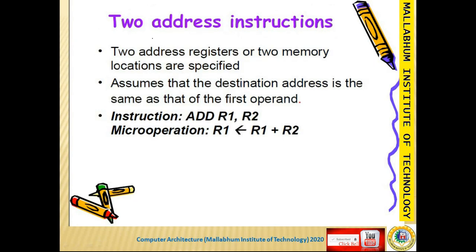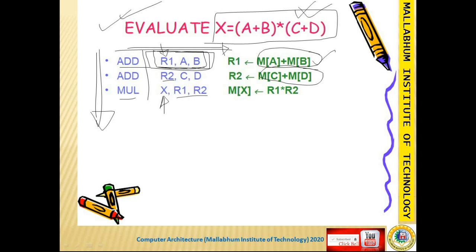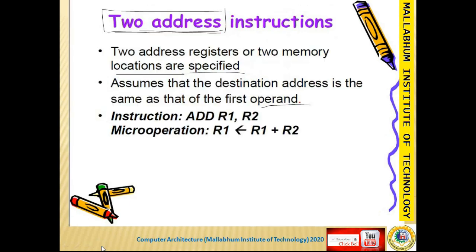Next is the 2 address instruction. 2 address registers or 2 memory locations are specified. Okay, this is very simple. Assume that the destination address is the same as that of the first operand. As the name specifies, this is the 2 address instruction, so you cannot write 3 address fields like add R1, A, B; you have to specify 2 address fields. The final result has to be stored in the first operand. This is the first operand, this is the second operand, where you want to perform the addition, and the final result has to be stored within that register.